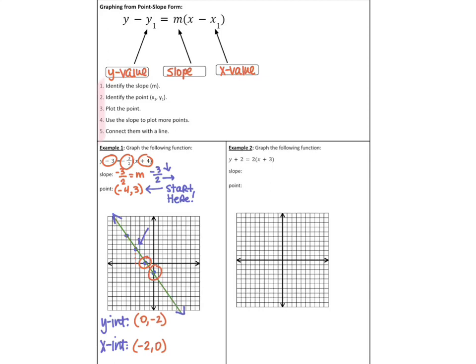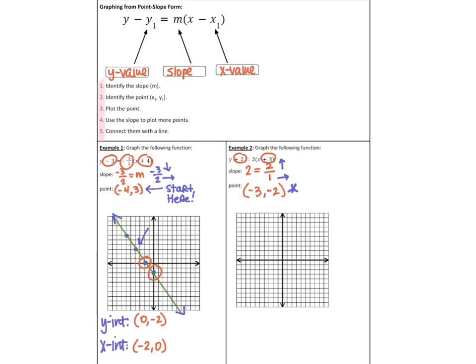Let's look at one more example. y plus 2 equals 2 parentheses x plus 3. That slope is 2. Let's make that into a fraction by putting 2 over 1. That means we're going to go up 2 and then to the right 1. Now, looking at the point, we need the opposite of +3 and the opposite of +2, which gives us a point of -3, -2. Let's start with this point. We're going to start here. Let's plot -3, -2, and then use our slope to move it.